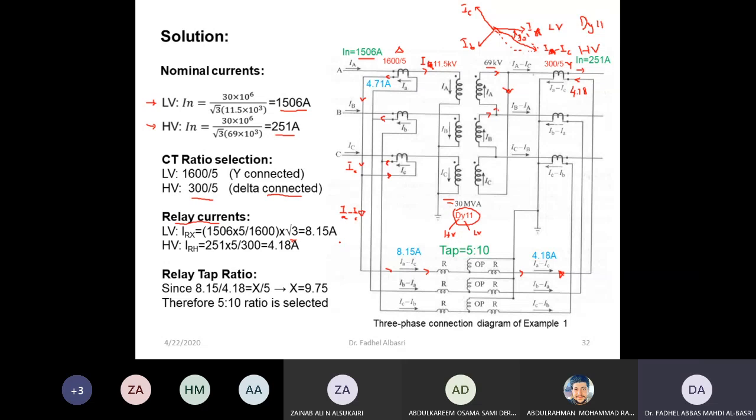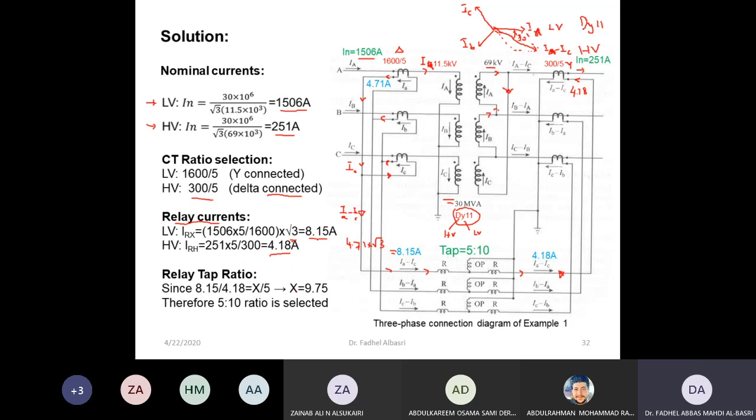So this current is 4.71 times √3, and I get 8.15. But this one, because it's star, has no requirement to multiply or divide by √3. So the relay current at the HV side is the same as the secondary current of the CTs.